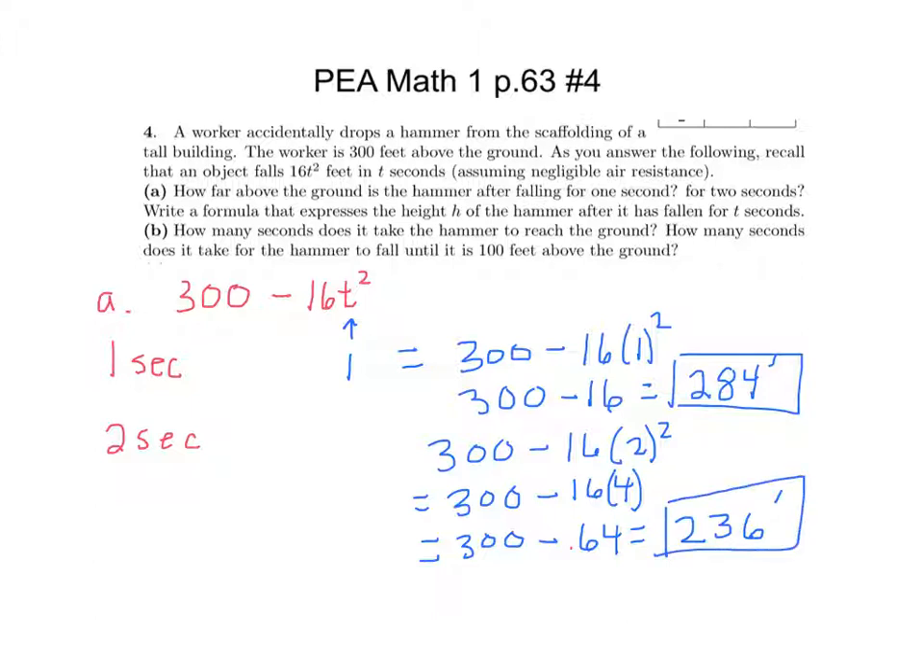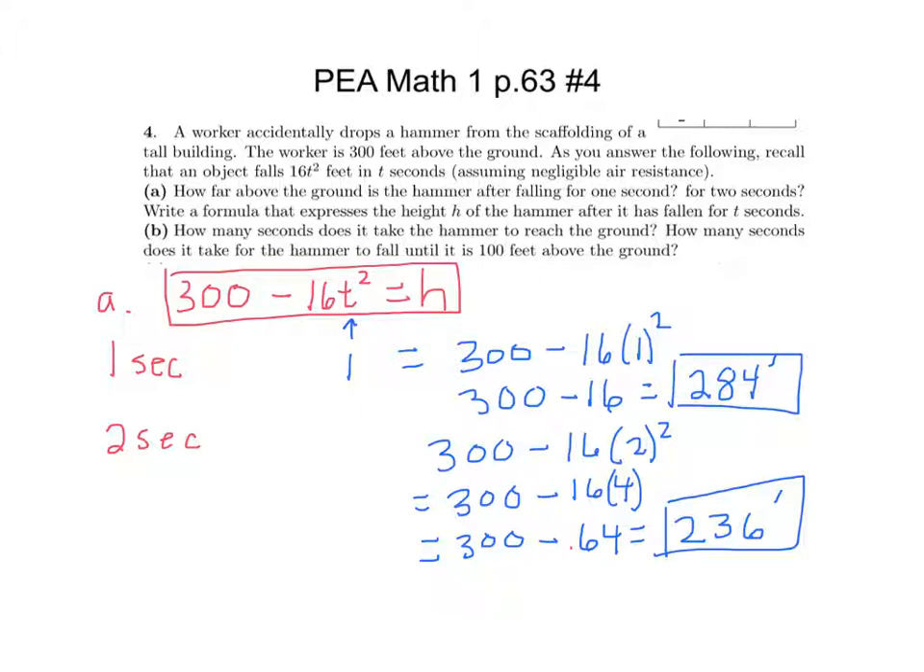And then on A, it said write a formula that expresses the height of hammer H after it's fallen for t seconds. So I could take my expression here and set it equal to H, and we're good. That would be our formula.